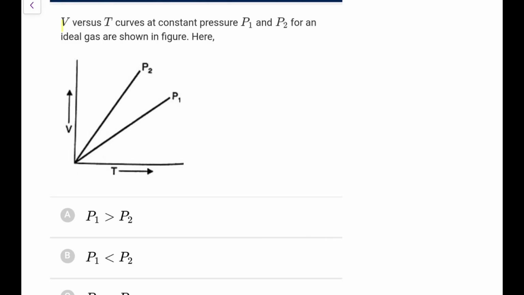V versus T curves at constant pressure P1, P2 for ideal gases are shown. So what you will have, we know V can be written as nR by P into T.